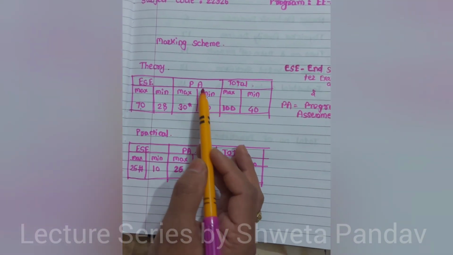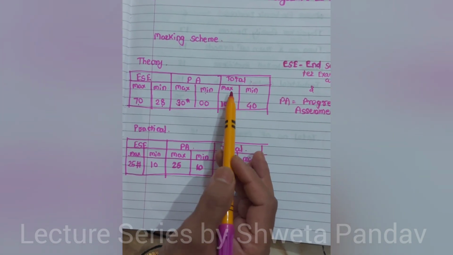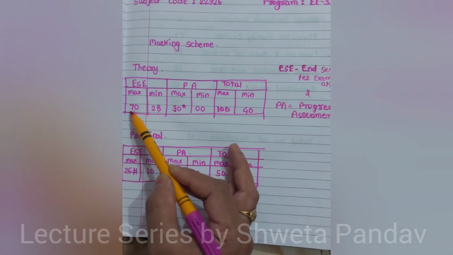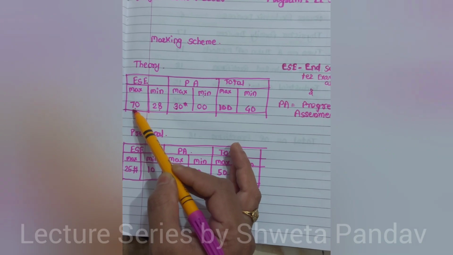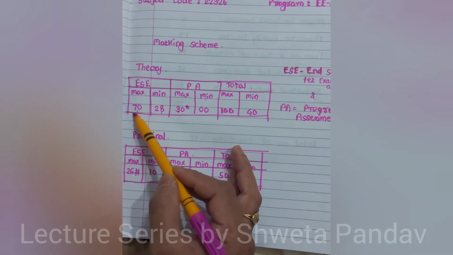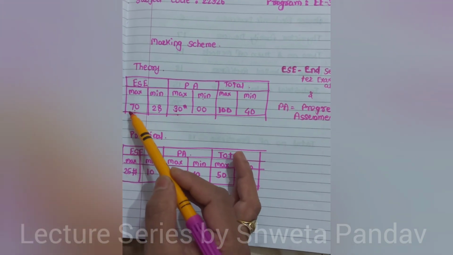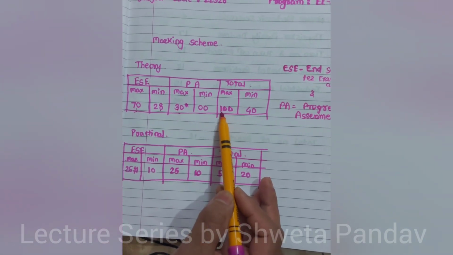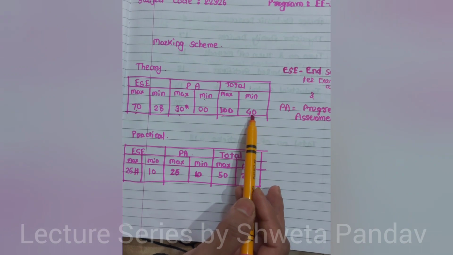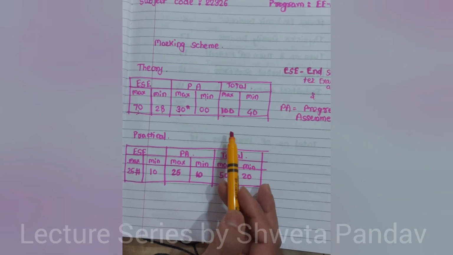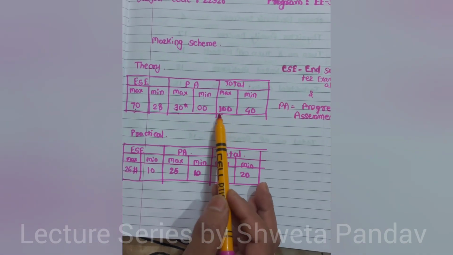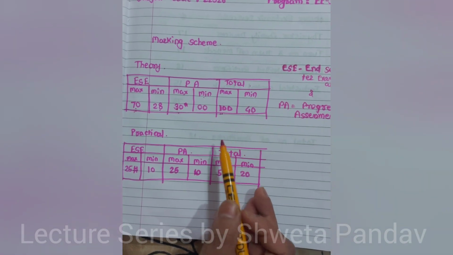So 0 is the minimum marks for PA, and the total theory is the addition of the theory paper, which is of 70 marks, and the unit test marks, which is of 30 marks. So 70 plus 30, the total maximum number of marks is 100, and the minimum marks required to pass the theory examination is 40 marks.